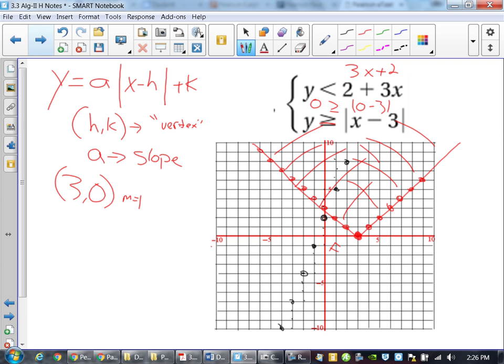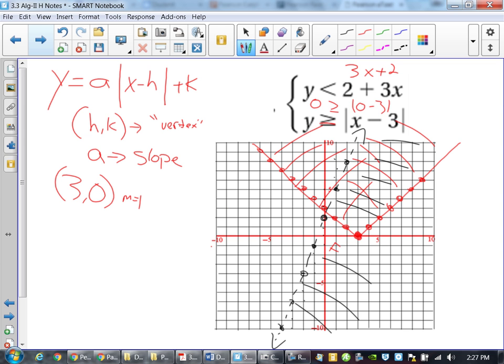Solid or dotted? Did it go through the origin? What's 3 times 0? What's 0 plus 2? Is 0 smaller than 2? So I shade to the right. So my overlap winds up inside here. That's it.